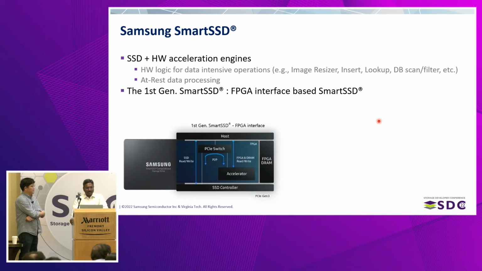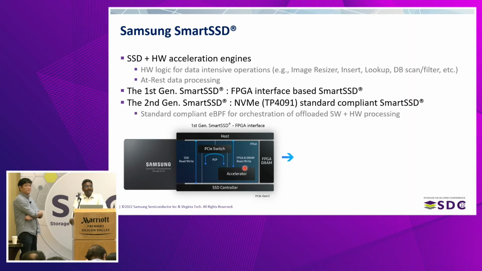So that is the first generation of the Samsung Smart SSD, which I was essentially talking to you as a PCIe switch, both NVMe SSD and a Xilinx FPGA in a single U.2 form factor. So the second generation Smart SSD, what is it that we learned and how did we address these problems?